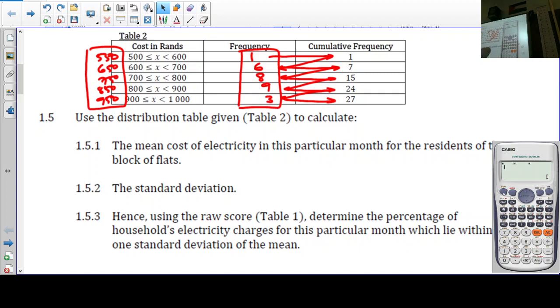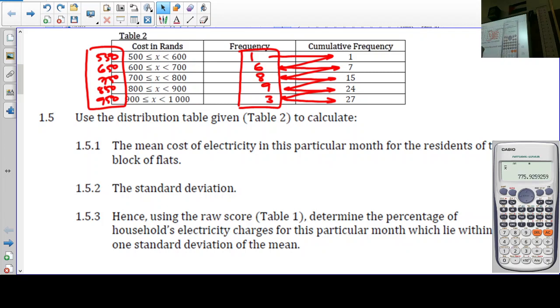To activate any yellow key, I press shift first. Any maroon or red key you want to press, you press the alpha button next to the shift. So you press shift 1 to activate your stat mode, 4 for variance. Number 1 is the number of units that you entered, or the sum of the frequencies, which is 27. But 2 is what I'm looking for, which is your mean.